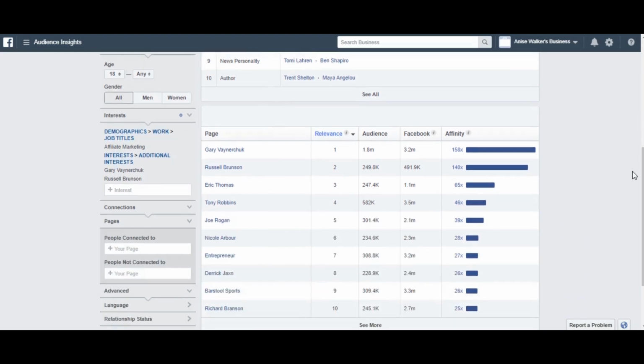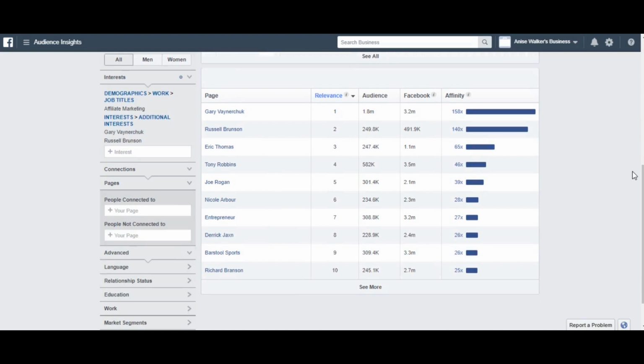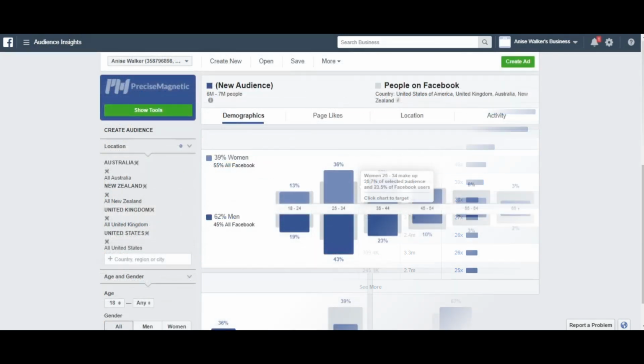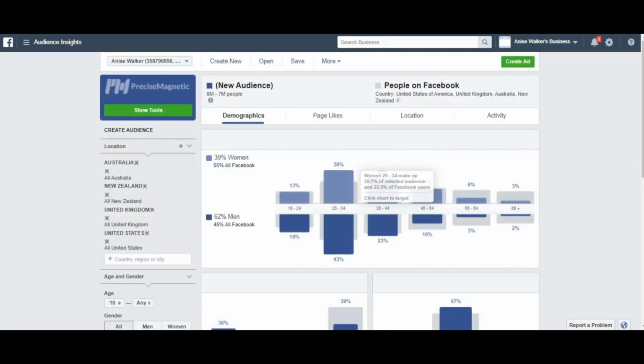So we go down, and even the page information is even more important. You've got Richard Branson, and even more and more people to check out to build out those important campaigns. Okay, so that was part one of how to use Facebook Audience Insights.